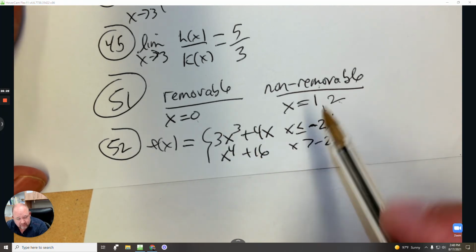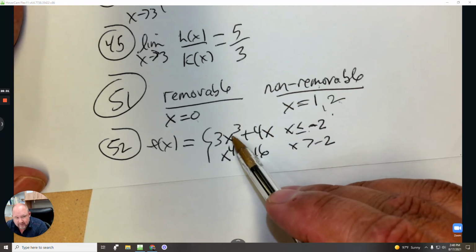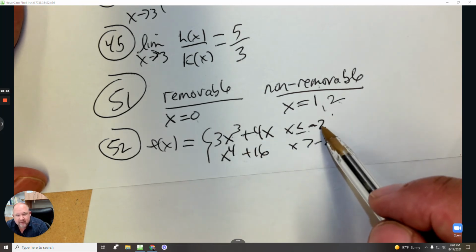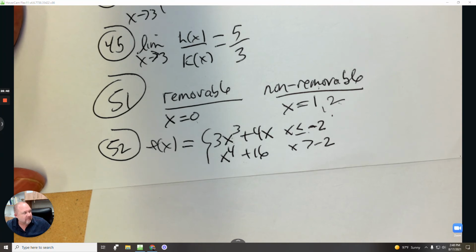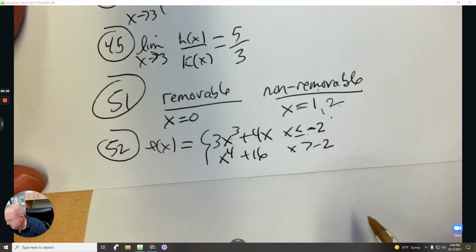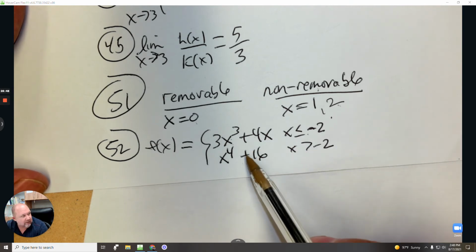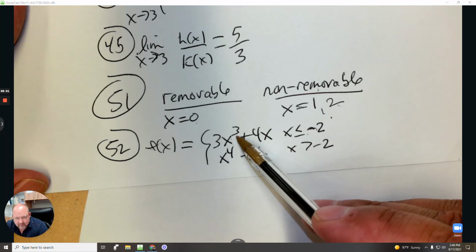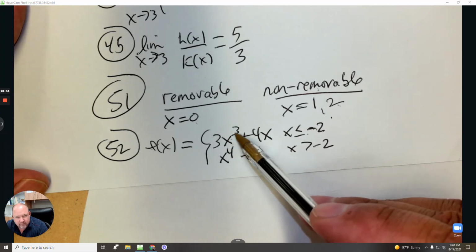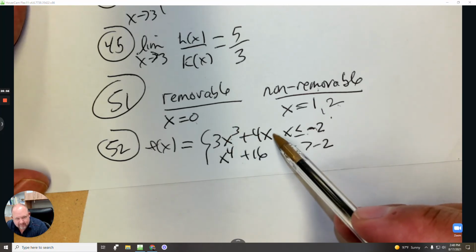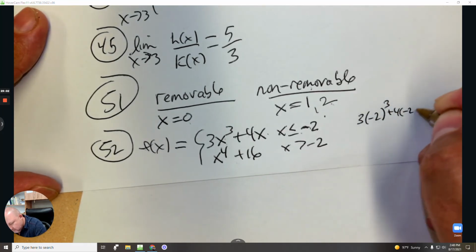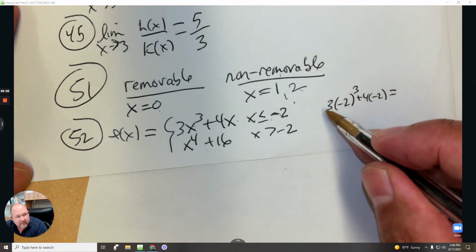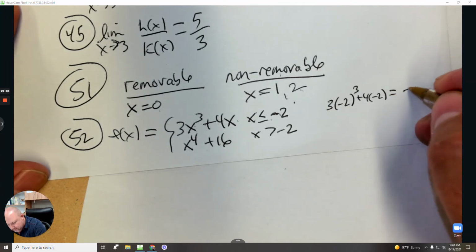The only way there'd be a discontinuity is if you plug -2 in and you get two different answers. So if I plug -2 into the top piece, what answer do I get? And into the bottom piece, what answer do I get? So if I plug -2 into the top piece, that's -24 and -8. So -24 and -8.